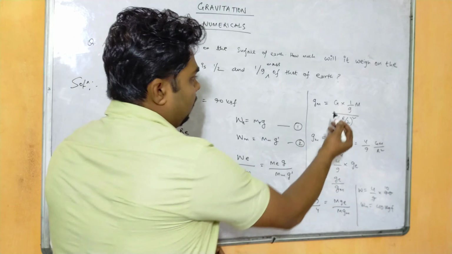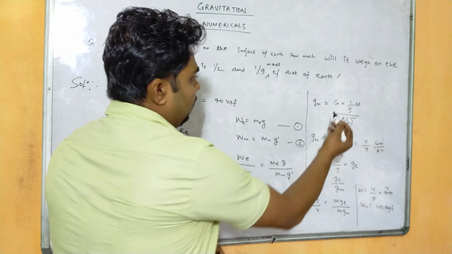But we already know GM by R square is equal to g, the acceleration due to gravity on Earth. So in place of GM by R square, I am substituting this g. Now if we cross multiply, we get 9 by 4, so nothing remains, that means 1. So 9 will go up and 4 will come down, that is 9 by 4, ge by gm. Now we have got ge by gm, and we need to find the weight on Mars.